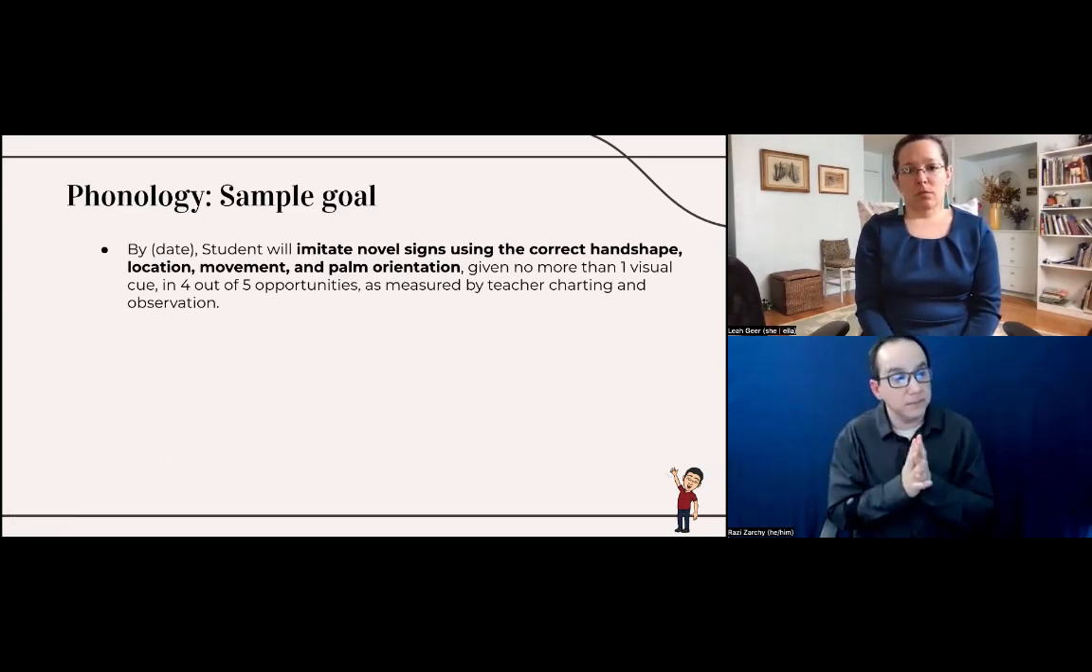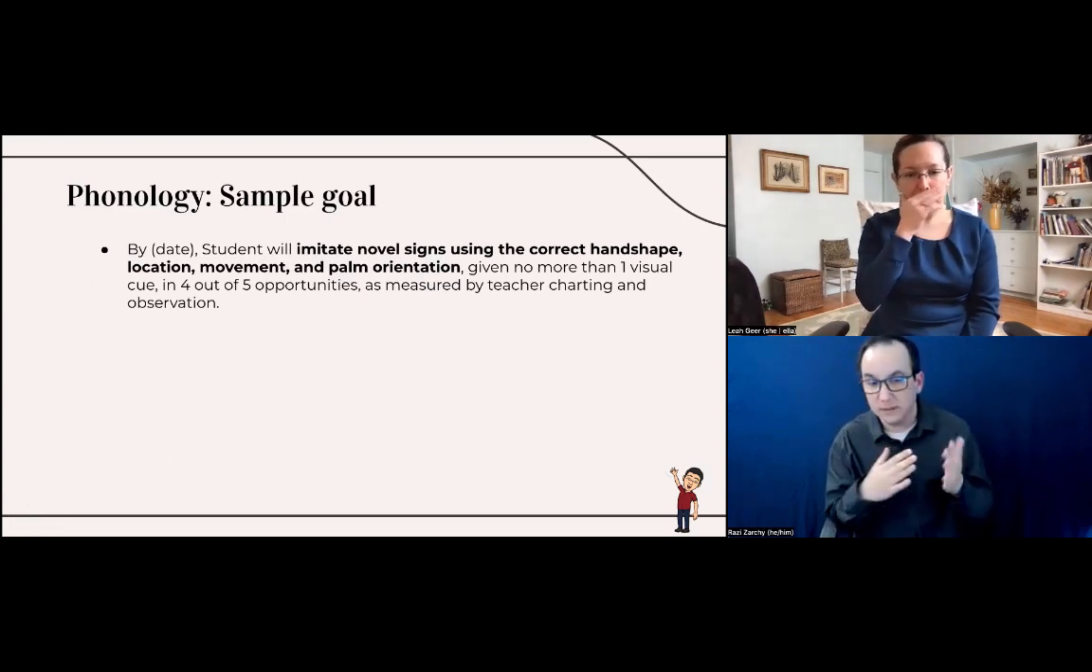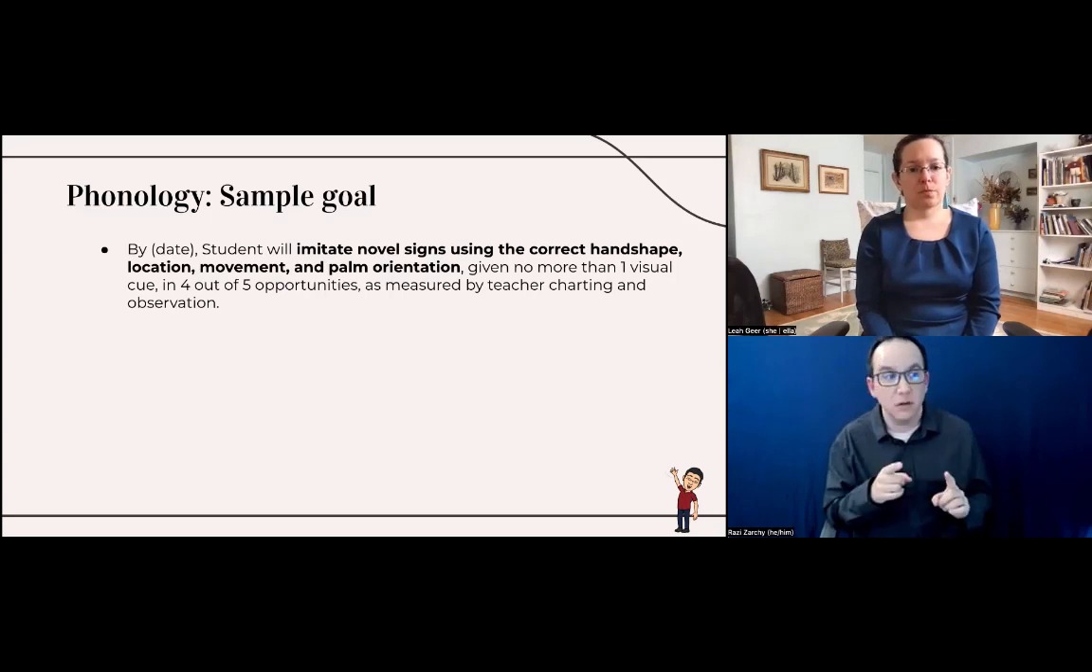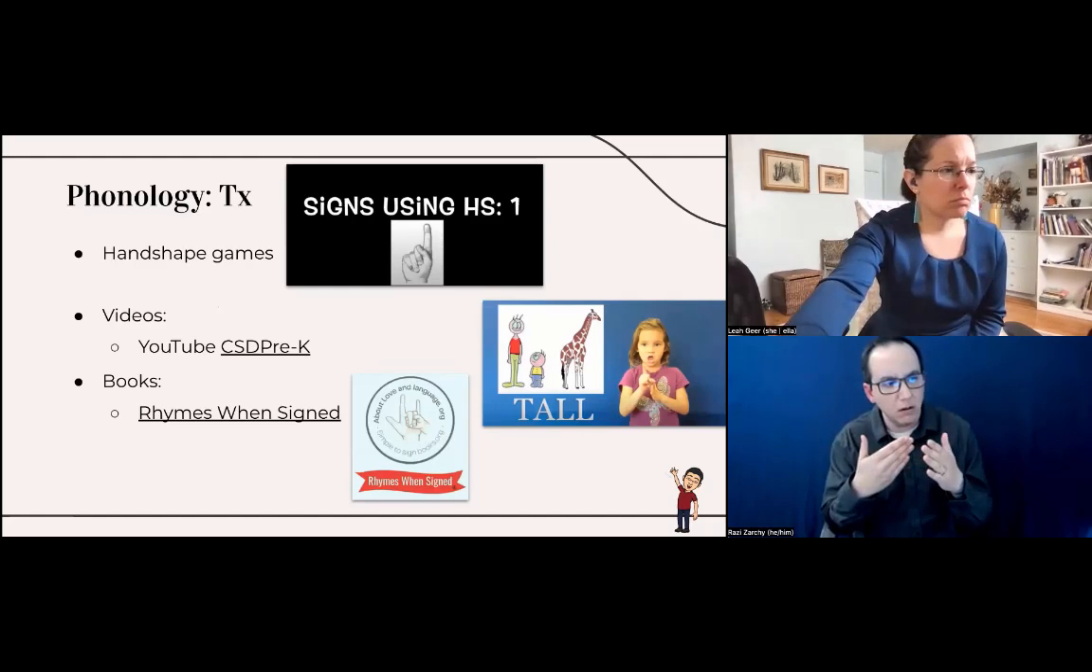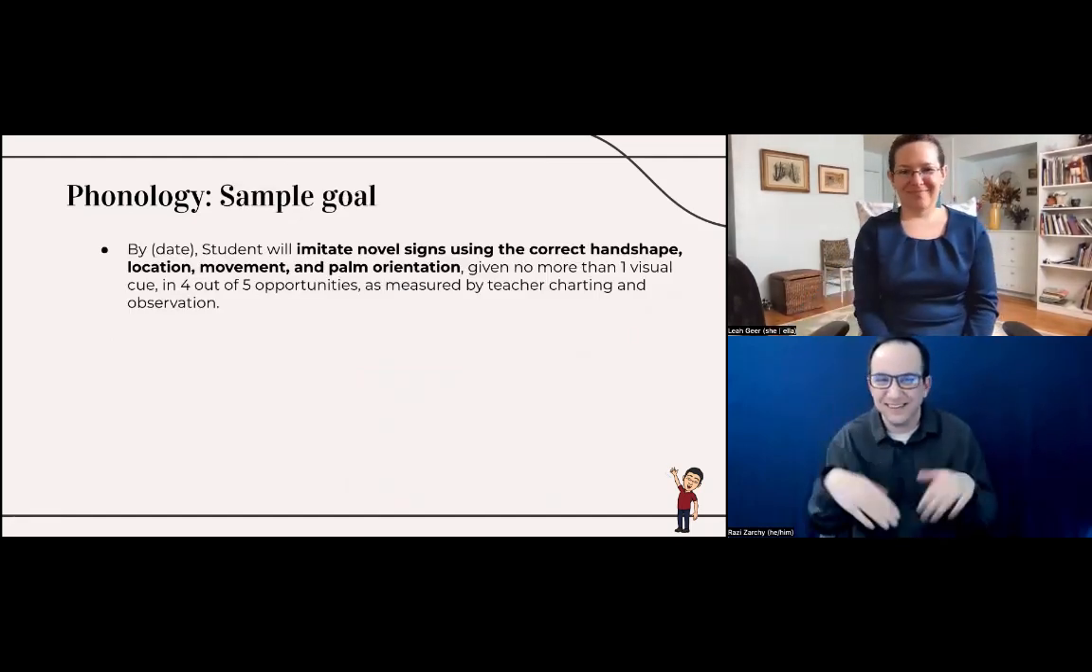So for each domain, I've come up with some examples and specific goals you could use. Leah, go ahead and show. Oh, nope, never mind. I guess it's one by one.